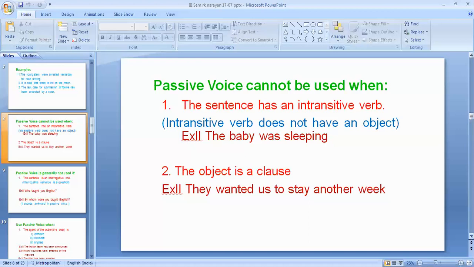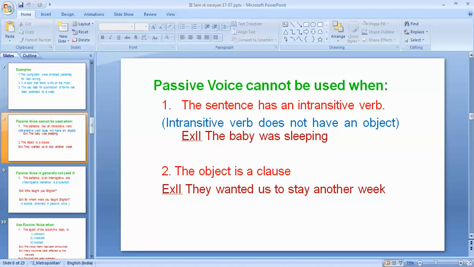So this kind of verb, we cannot change into passive voice. In such cases, we cannot use passive voice. We cannot use passive voice in sentences which have intransitive verbs. What are intransitive verbs? Verbs which do not take an object. And the second occasion is when the object is a clause.